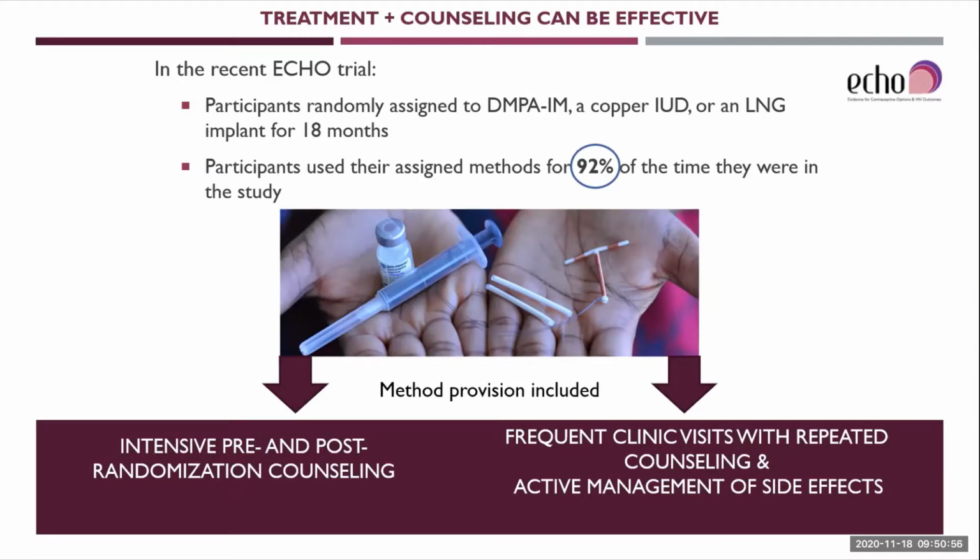And amazingly, participants in this trial used their assigned methods for 92% of the time they were in the study. This is a clinical trial, a randomized trial, so it's not necessarily generalizable. However, even though women didn't get to choose their method, many of them continued them. I did want to point out that at the end of the study, some women did elect to change their method, so some women continued purely for altruistic reasons. However, we think that the intensive pre and post randomization counseling, as well as the frequent clinical visits and support with repeated counseling and active management of side effects, did help women to continue using their methods. Next slide, please.